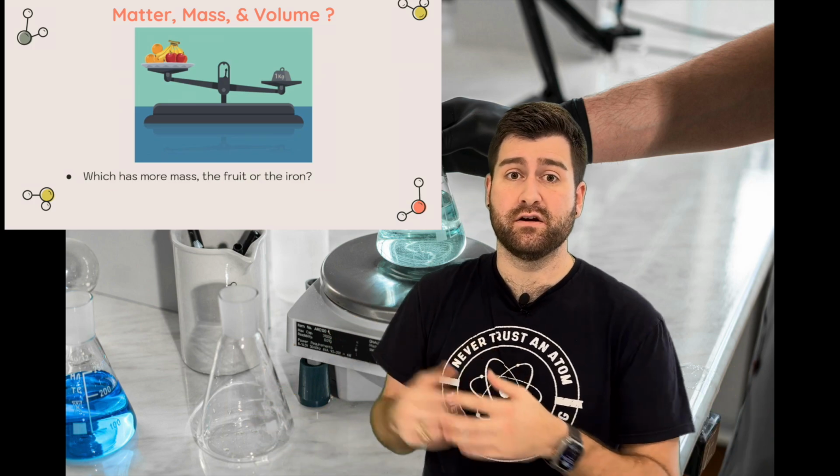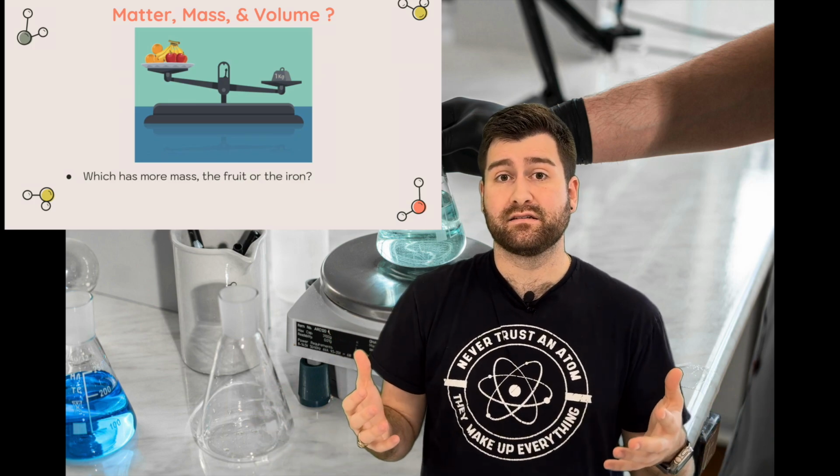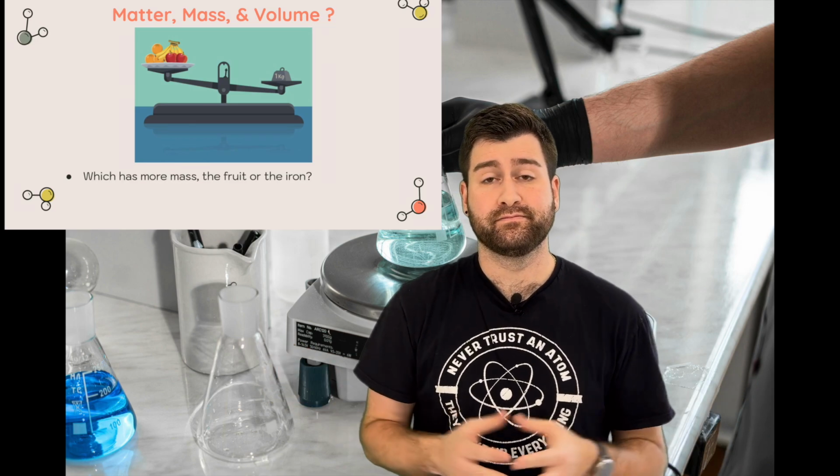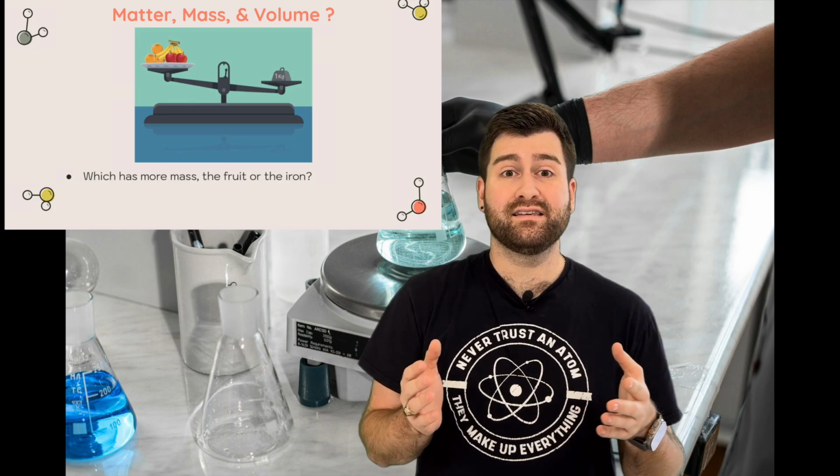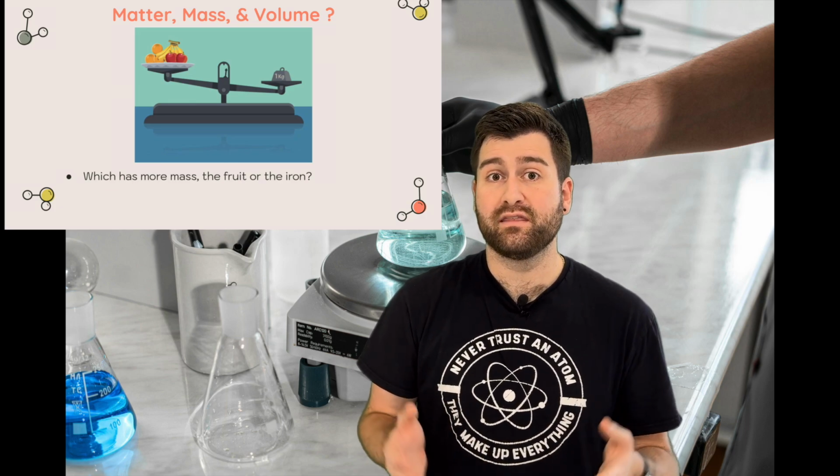We'll use this question here. Which has more mass, the fruit or the iron? If you said the iron, you'd be correct. Notice that the side with the iron is lower than the side with the fruit.